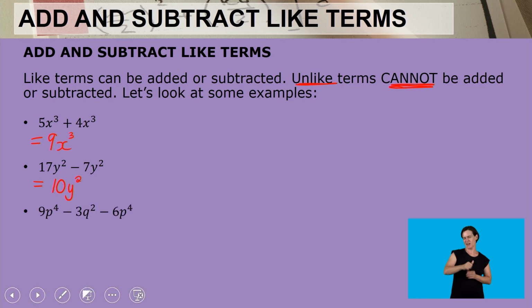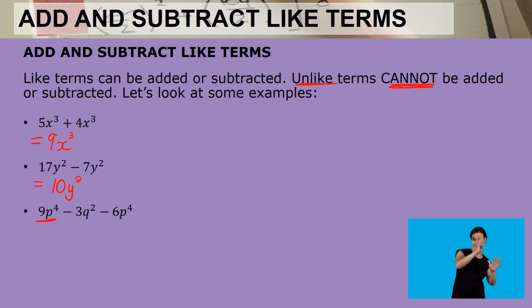What about this next one here? Can you identify the like terms? Remember, like terms can be added, unlike terms cannot be added. So which ones are like terms here? Yes, the 9p exponent 4 and the negative 6p exponent 4. So we can subtract those two. We are going to say 9p exponent 4 minus 6p exponent 4. So 9 minus 6 gives us 3, and of course, we still have that p exponent of 4.